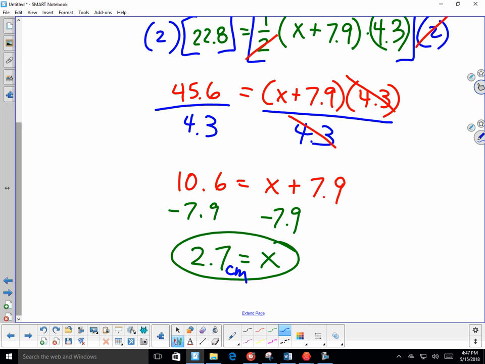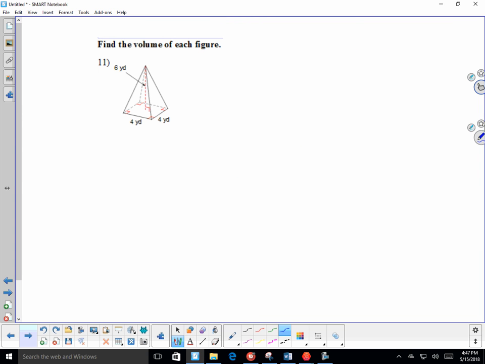All right, if you didn't do it this way and you distributed the 4.3 or something else, that's fine. As long as you ended up with 2.7 centimeters, it should be good. All right, let's take a look at a volume question. Find the volume of this figure.